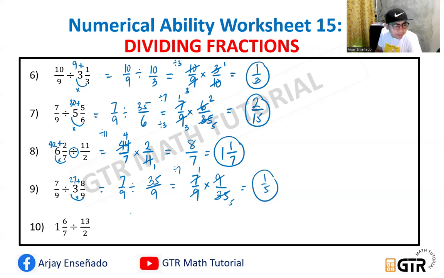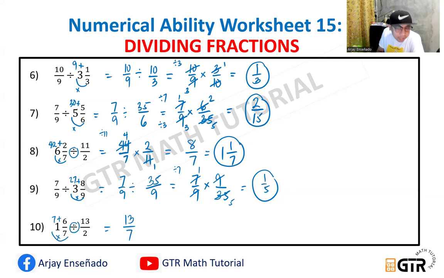Okay, so next number. 1 and 6/7 divided by 13/2. So idiretso na natin ito. So first, change this 1 and 6/7 to improper fraction. So 1 times 7. So that is equal to 7. Just add the numerator, 7 plus 6. So we have 13. Just copy the denominator, 7.